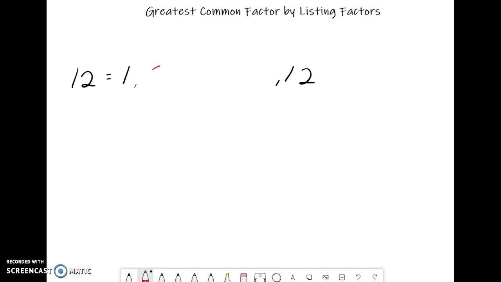The second one is 2 times 6. And then our next number is 3. 3 times 4. And there's no number in between there, so we know we are done.